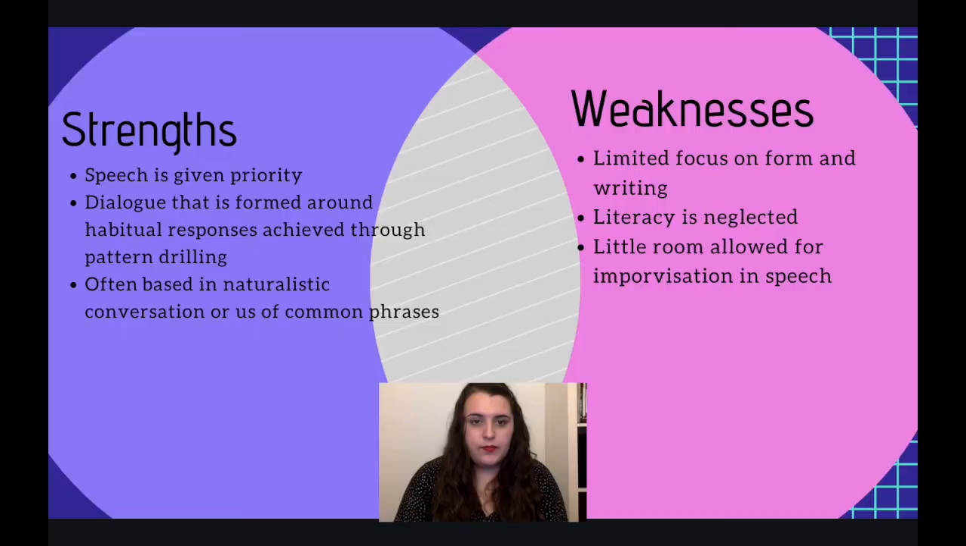So let's continue. Let's talk about the weaknesses first. As you can imagine, the audiolingual method is heavily reliant on students repeating utterances and following teachers' utterances. It obviously has a huge neglect of writing. There's also little room for improvised speech, as everything is normally patterned and drilled out over time.